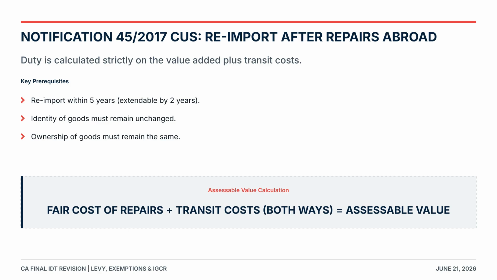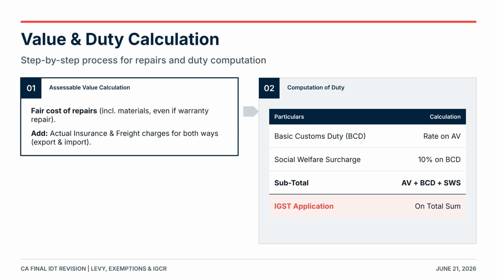Second, the identity of the goods must remain unchanged. Third, ownership of the goods must remain with the same person. Once these conditions are fulfilled, duty is calculated only on repair-related value additions. The valuation mechanism for repaired goods is highly important for practical questions.